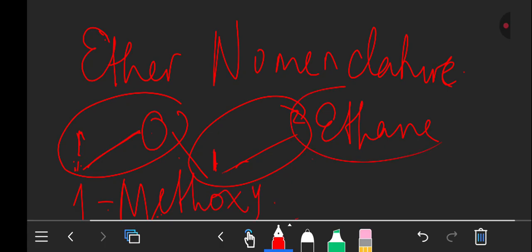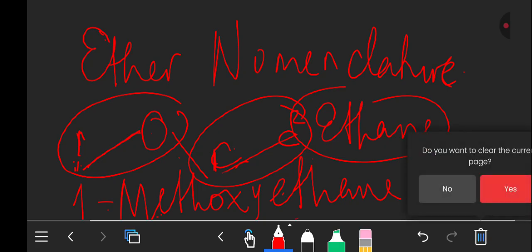Then you put the name of this structure, which has 2 carbons there. So it's an ethane, right? There's no double bond. So ethane. So the name would be 1-methoxyethane. So that is the scientific name for this structure.